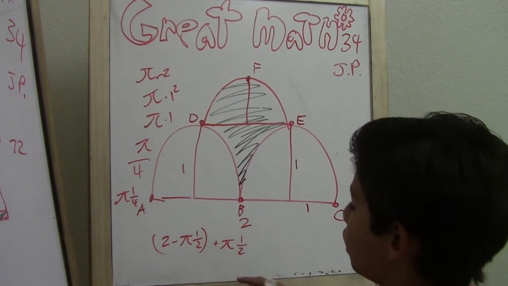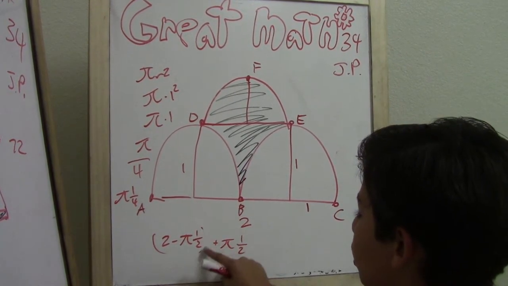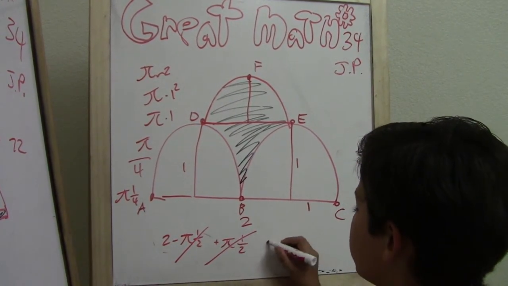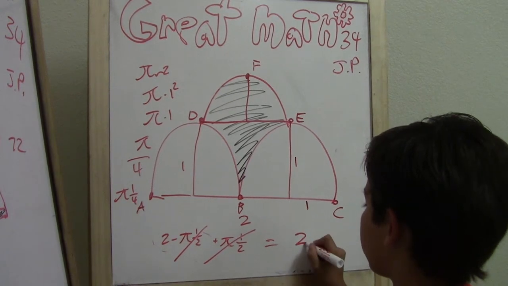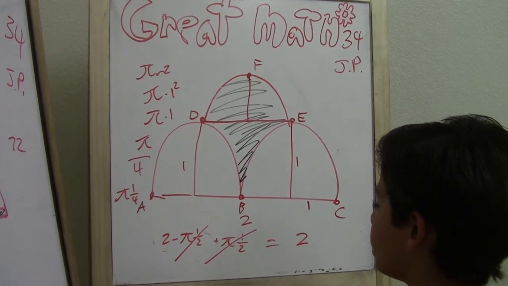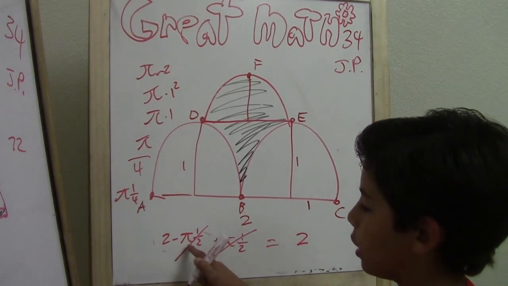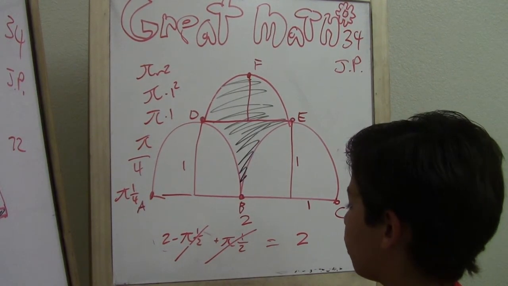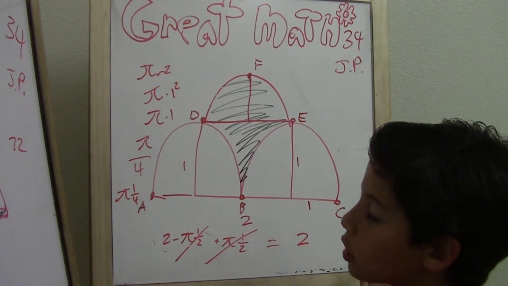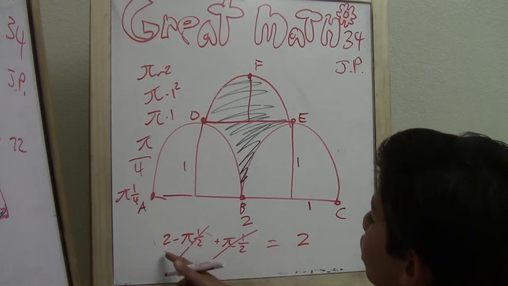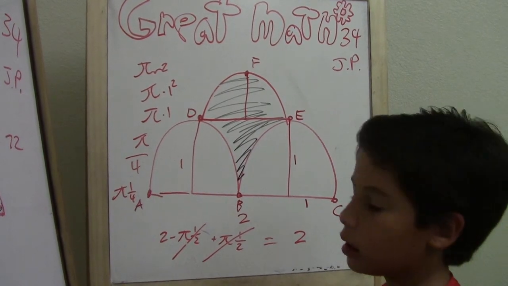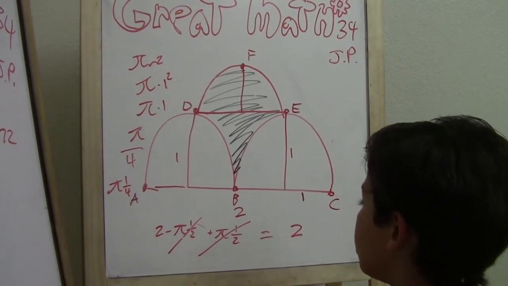But since you have these two together, you can cancel them out, meaning the answer is 2. Why can you cancel it out? It's negative pi over 2 plus pi over 2. Add those together and you get 0. That's just 2. And ta-da, that's your answer.